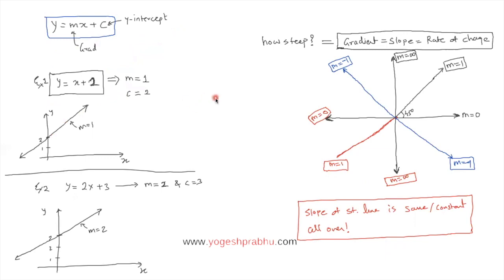Perfect. Now I want to talk about this. You call it gradient, you call it slope, you call it rate of change, you call it how steep things are. That's the same thing. What's the gradient of a horizontal line? M is equal to 0. Why is it 0? Because it is not steep. Anything you keep over there is going to be stable.